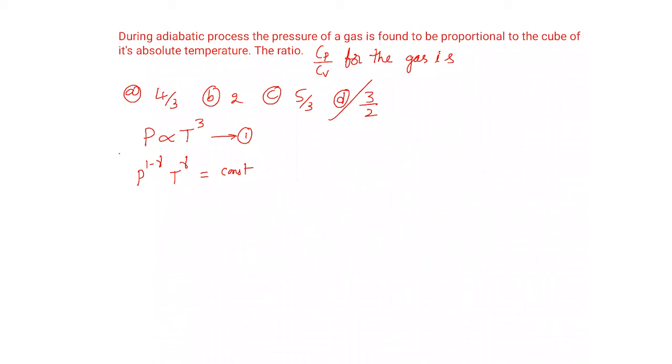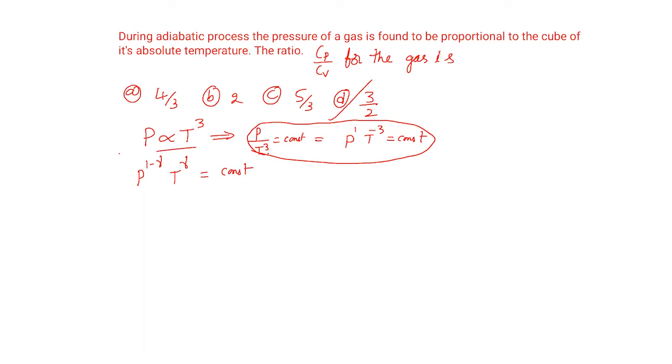Okay. So this you can also write like this. P by T cubed equal to constant, or else P power 1 T to the power of minus 3 equal to constant. But if you write like this, you'll get confused. That's why I ask you to leave it like this only. P is proportional to T cube.